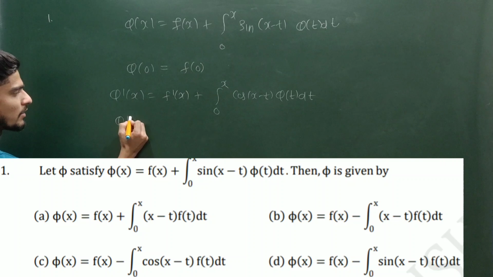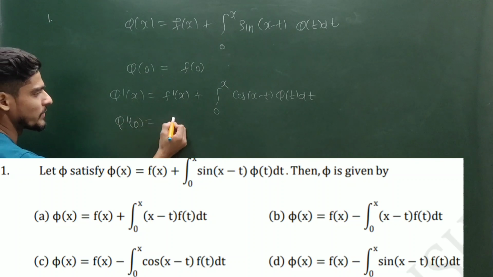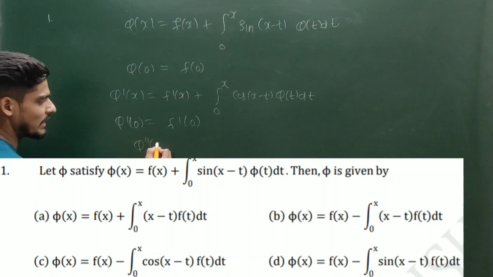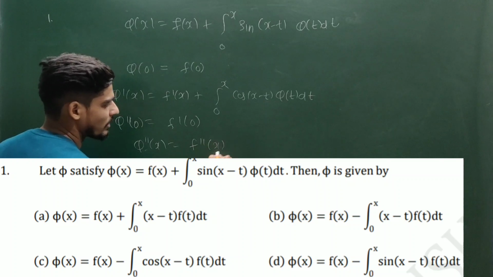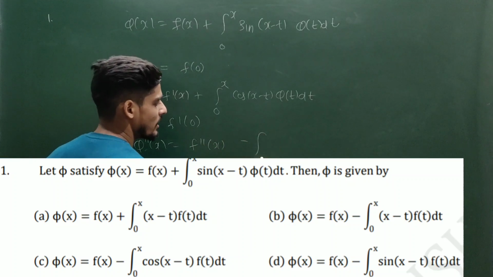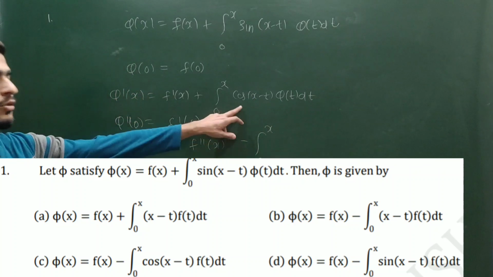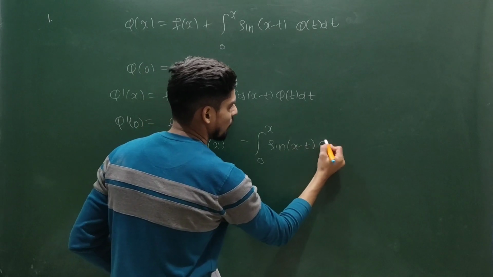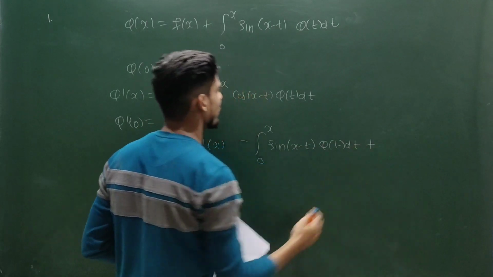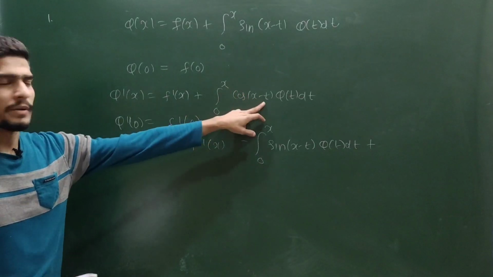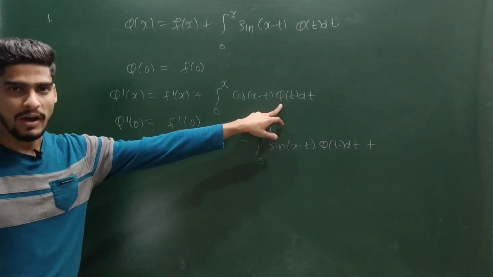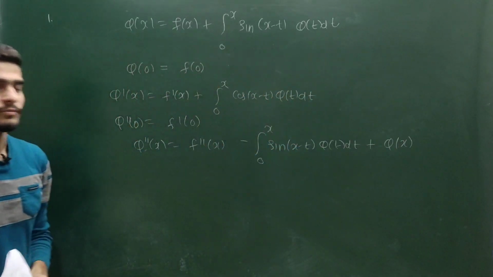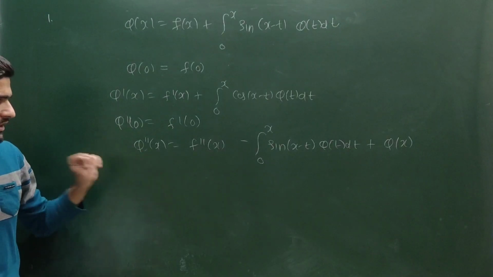If you see phi dash at 0, then you are going to get f dash at 0. Now phi double dash at x, you will be having f double dash x plus integral 0 to x, because the differentiation of cos with respect to x is going to be minus of sine of x minus t phi t dt, plus if you substitute x in place of t, then you are going to get cos 0 and phi of x. But cos 0 is 1, so you will have only phi of x. Now this is my phi double dash.